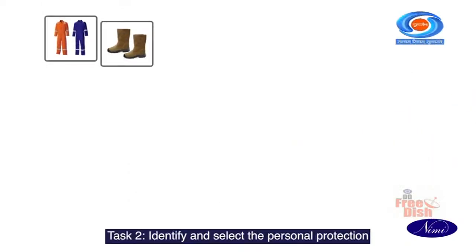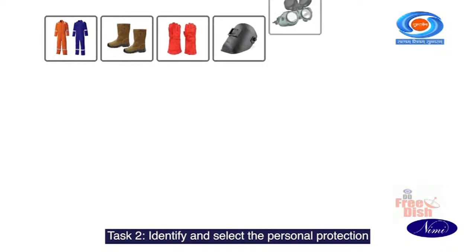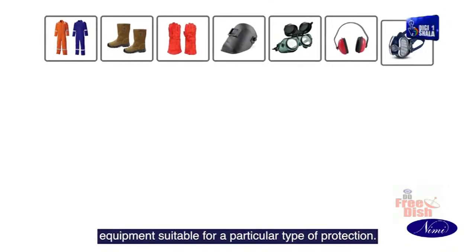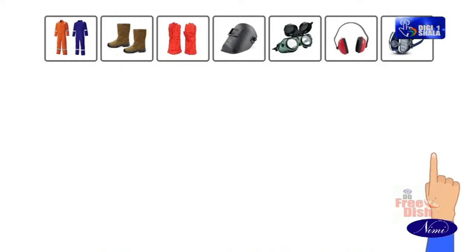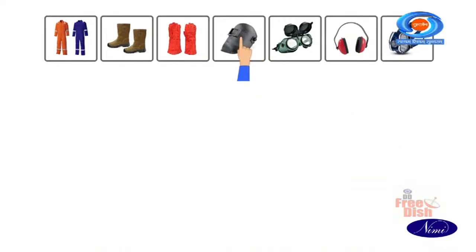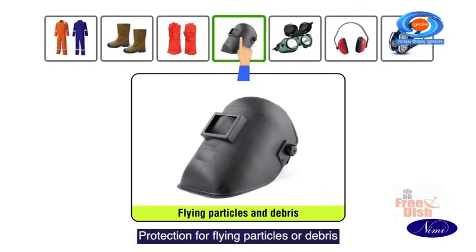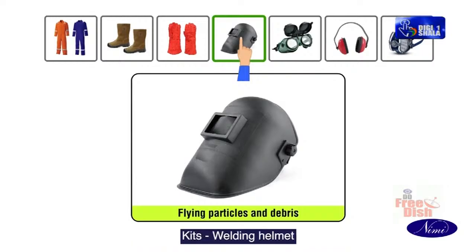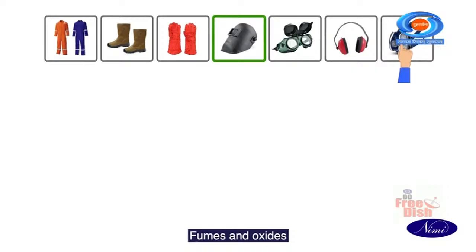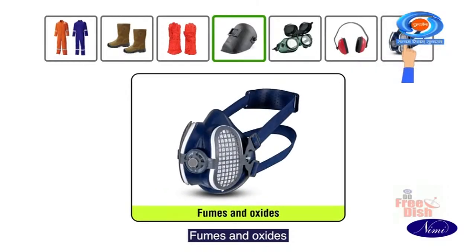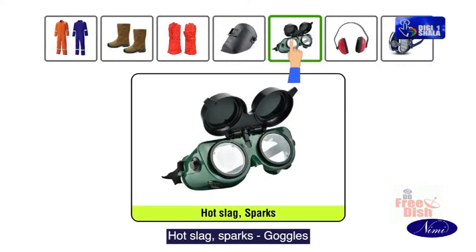Task 2. Identify and select the personal protection equipment suitable for a particular type of protection. Protects from flying particles or debris: welding helmet. Fumes and oxides. Hot slag, sparks: goggles.